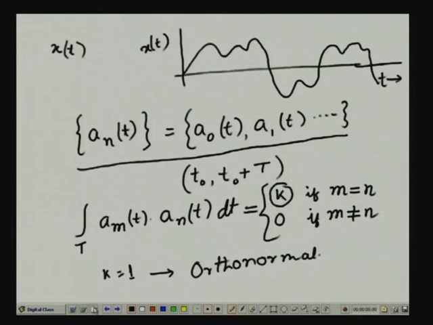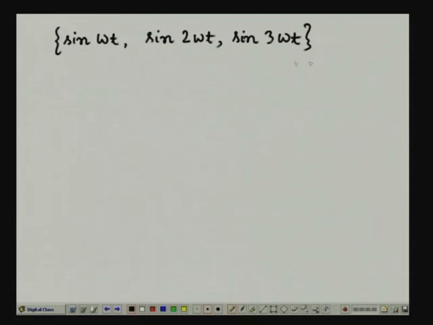Let us just take an example of what we mean by this. Suppose we take a set like this: sin omega t, sin twice omega t, and sin 3 omega t. So, this is my set of functions a_n(t).